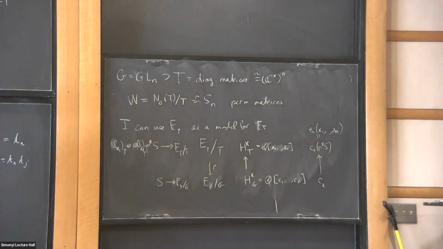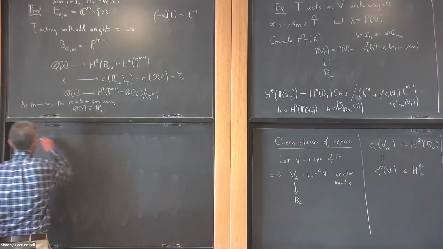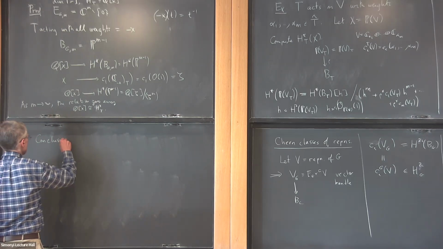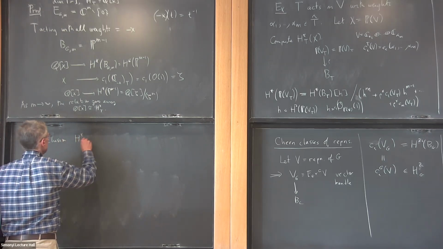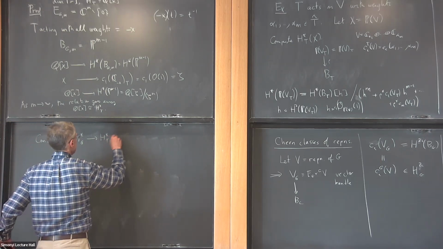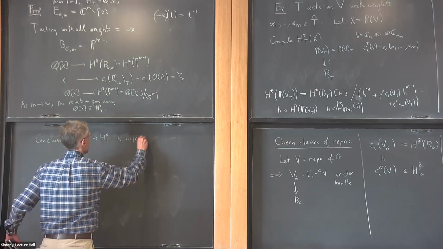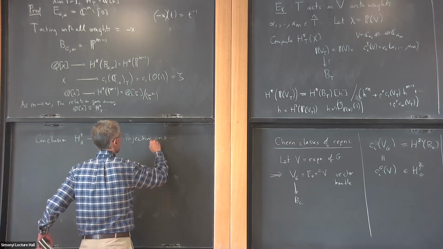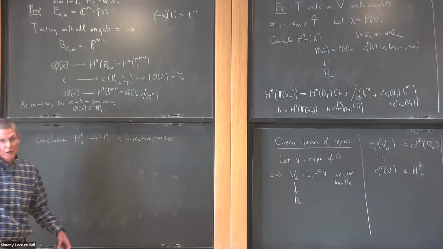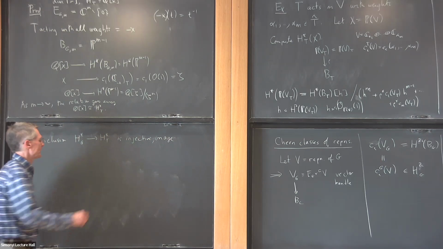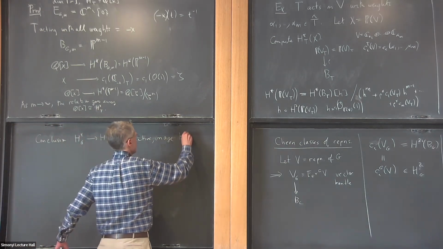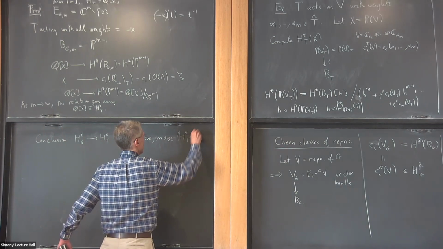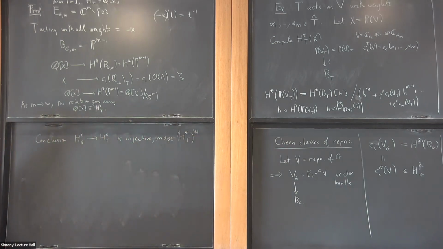So the conclusion is that H star G to H star P is injective with image. The image is the symmetric polynomials, because those are the ones that are generated by the elementary symmetric functions. So the image is the W invariant polynomials, which is the symmetric polynomials. This is true integrally. In this case, it's true integrally.